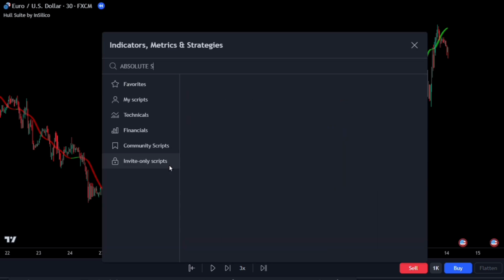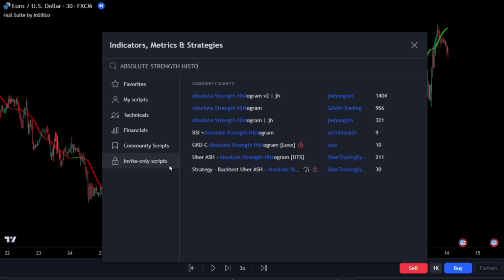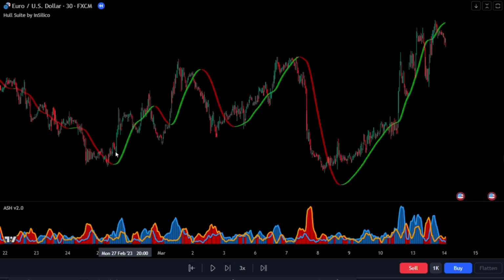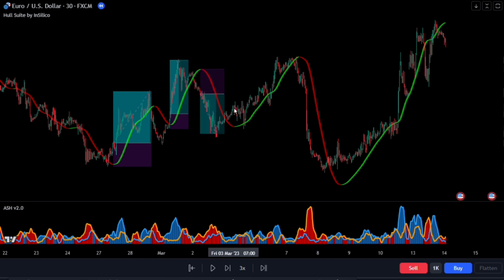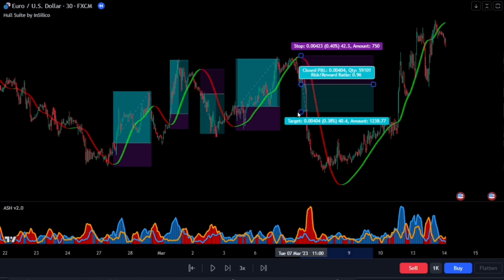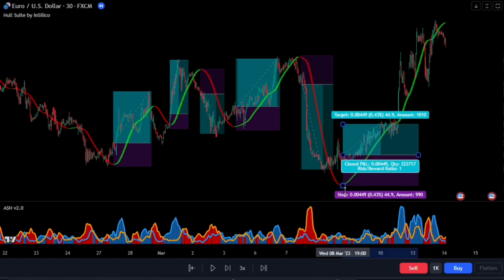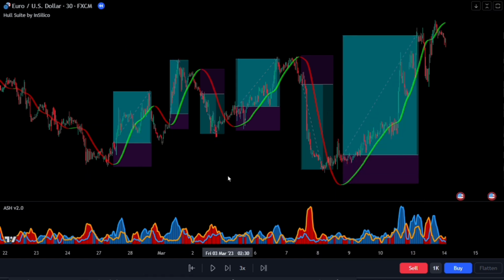You can add another indicator like the Absolute Strength Histogram, and if its signal agrees with the Hull Suite, it gives you more confidence in the accuracy of the signals. So trust me, the Hull Suite is definitely a reliable indicator, and I highly recommend using it.